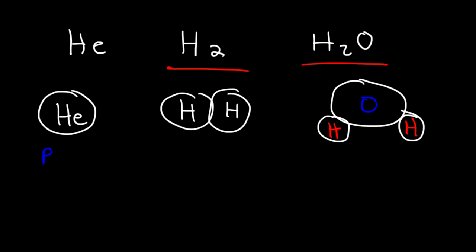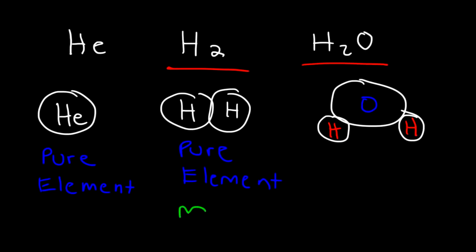Helium is considered to be a pure element. It's made up of only one type of atom. Hydrogen gas is also a pure element. Water is not a pure element because water has two different types of atoms. It's composed of hydrogen and oxygen atoms. So water is not a pure element. But H2 and H2O are considered to be molecules.